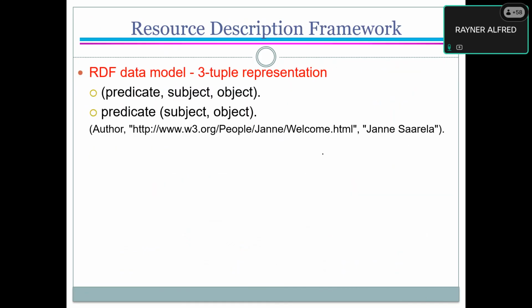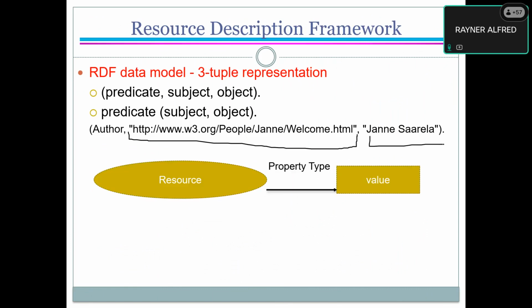For example, like this, we use 3 tuples to represent resource, properties, and values. So normally they are a 3 tuple representation: the predicate, subject, and object. So for example, the author of this document is Jane Sarella. Okay? So how do we define this in the RDF?